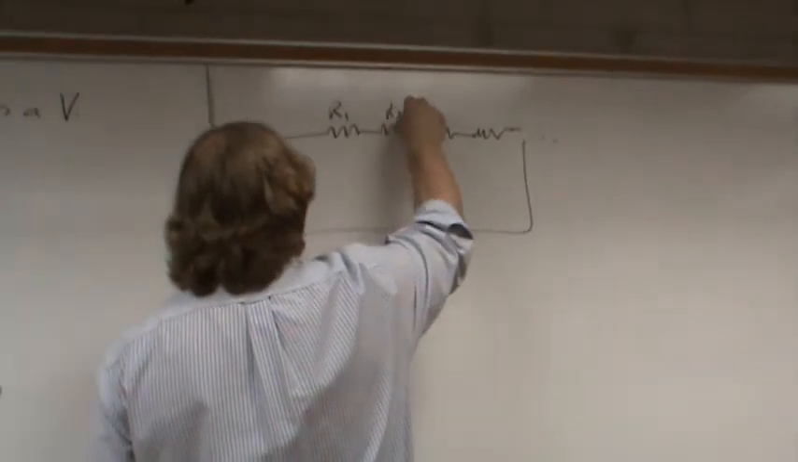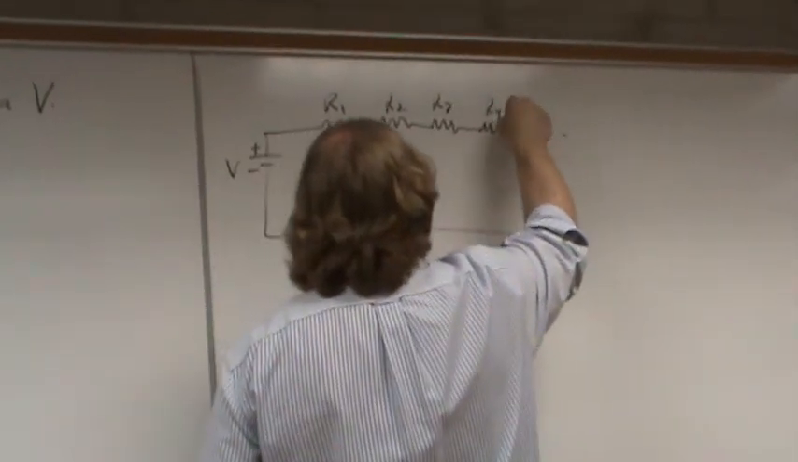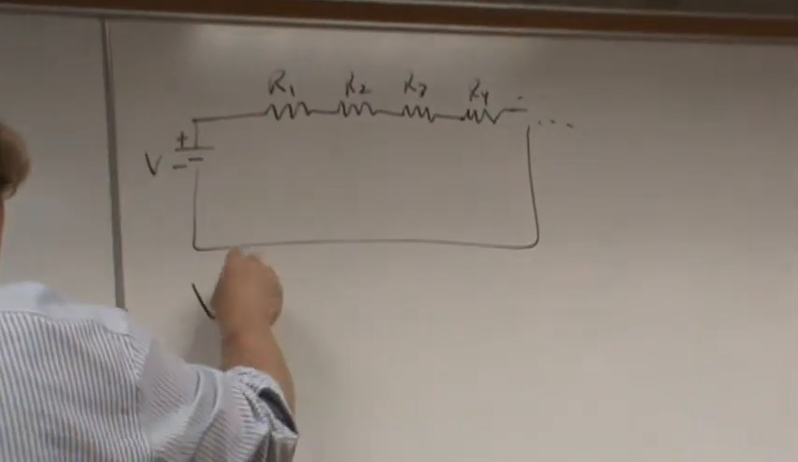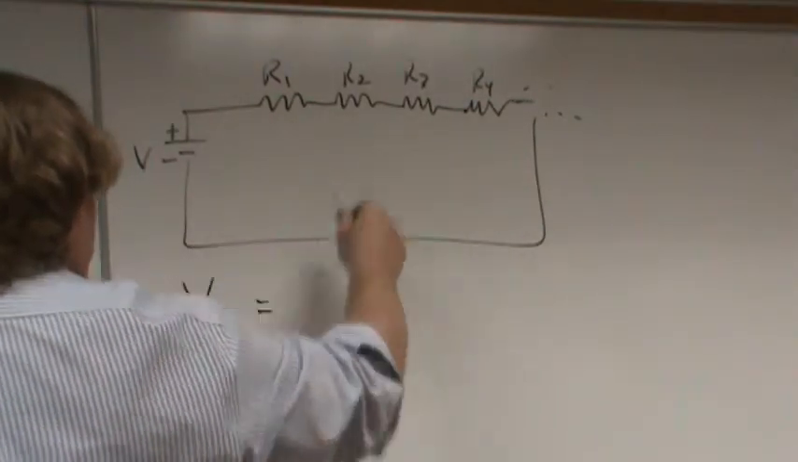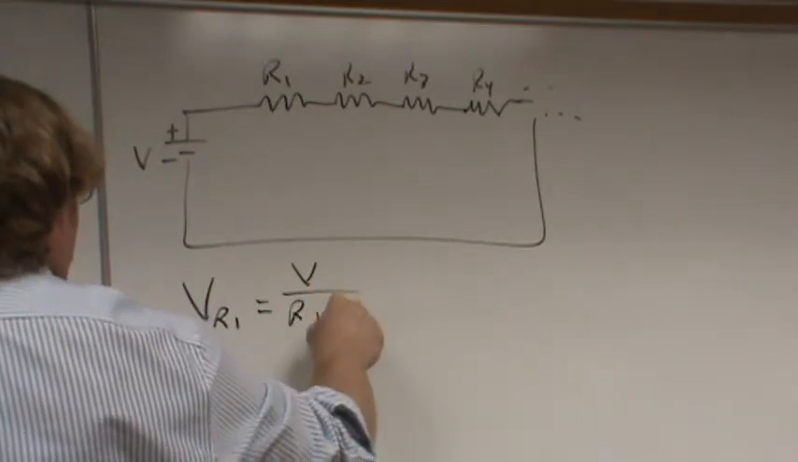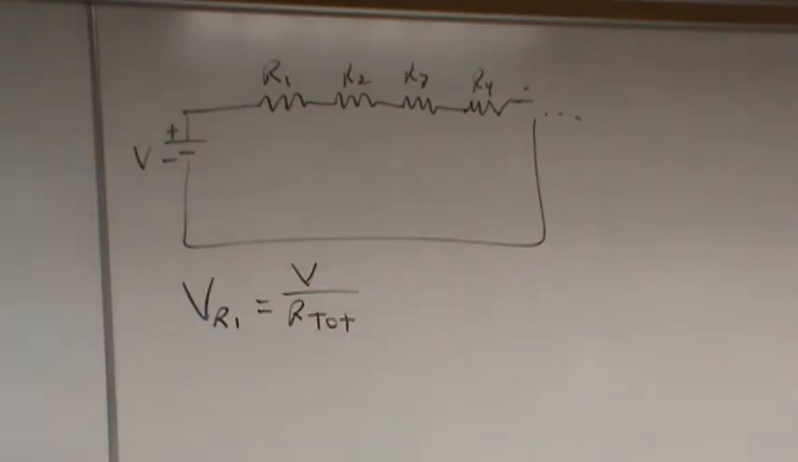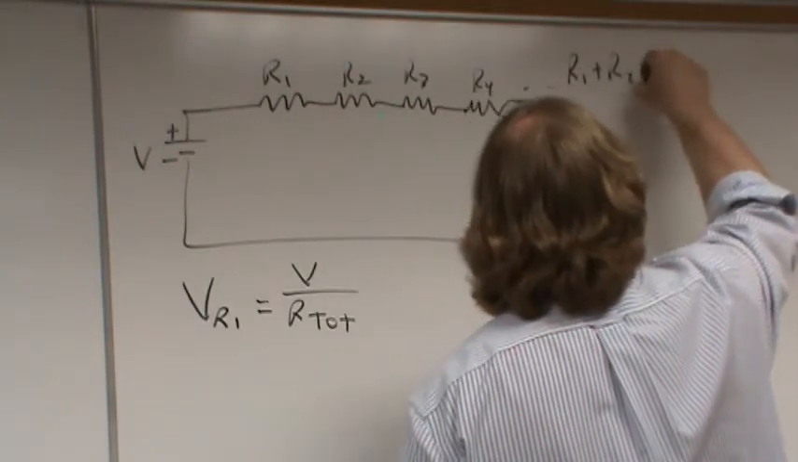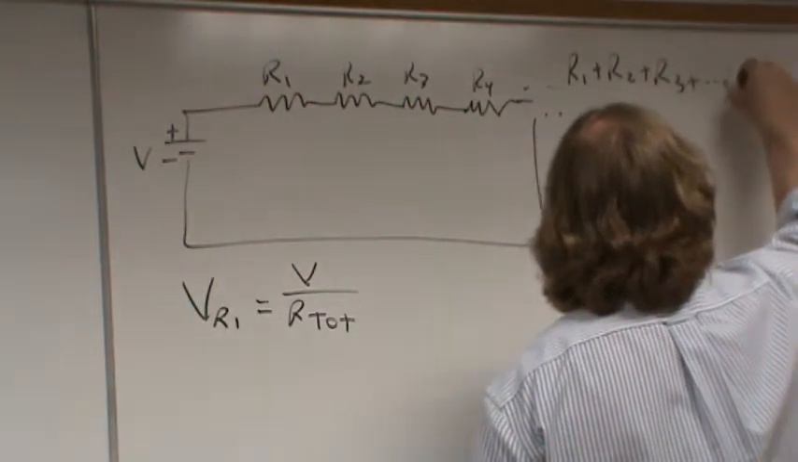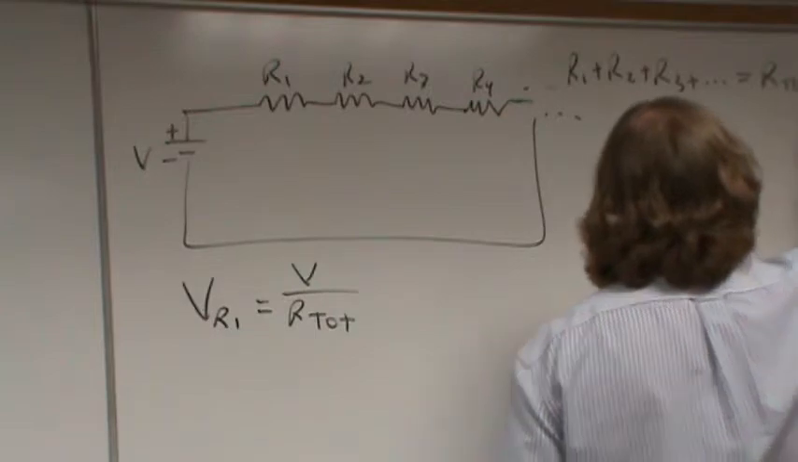Okay? And this is V, and this is R1, R2, R3, R4, etc. Then the voltage drop across R1 would be the current, which is V over the total resistance, which, if you don't mind, I'm going to call R1 plus R2 plus R3 plus ... I'm just going to call that the total resistance.